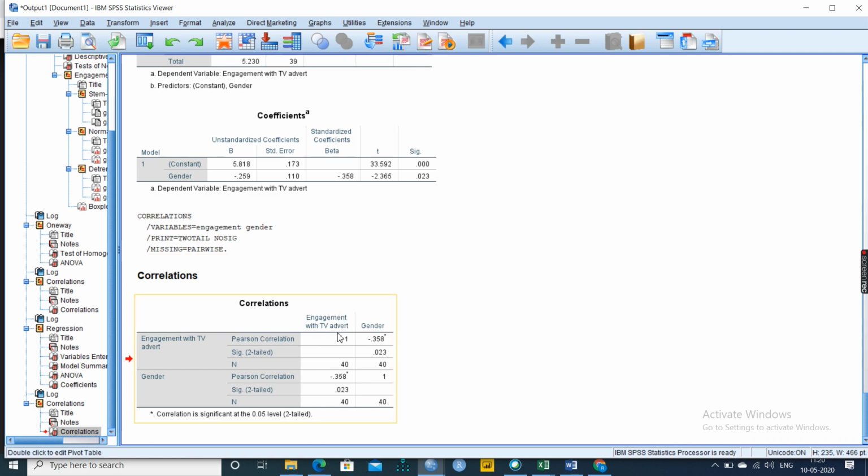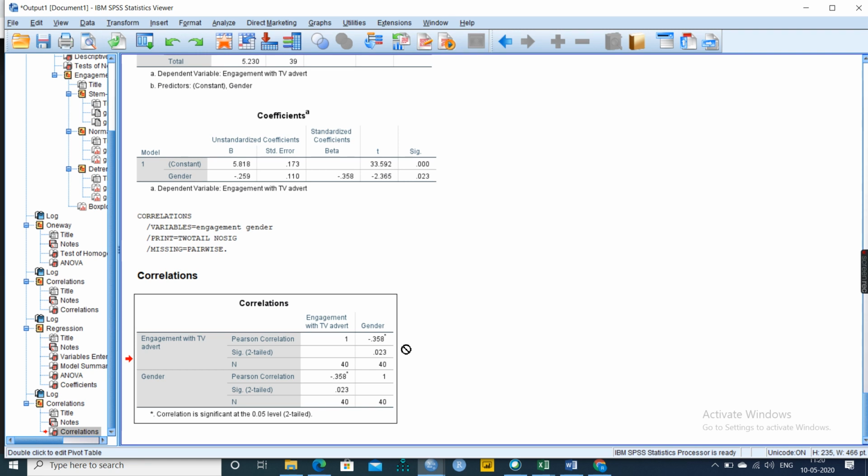This is our output. It's a matrix, a unit matrix, so diagonally number one has come, and we can take the upper triangle or lower triangle for interpretation. So the value is minus 0.358. In point biserial correlation there is one rule: we should not worry about the sign here, since the sign is not the indicator of direction.